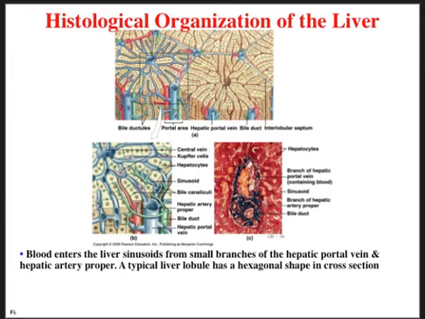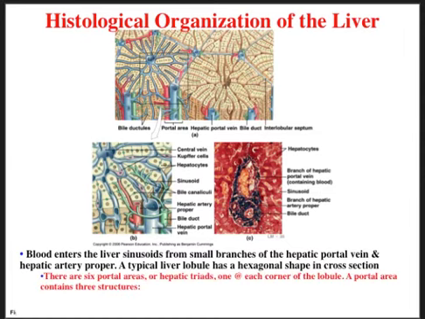A typical liver lobule has a hexagonal shape in cross-section. There are 6 portal areas or triads at each corner of the lobule, and you can see them, right? There's one at each little vertex there. The portal area contains 3 structures: a branch of the hepatic portal vein, a branch of the hepatic artery proper, and a small branch of the bile duct.